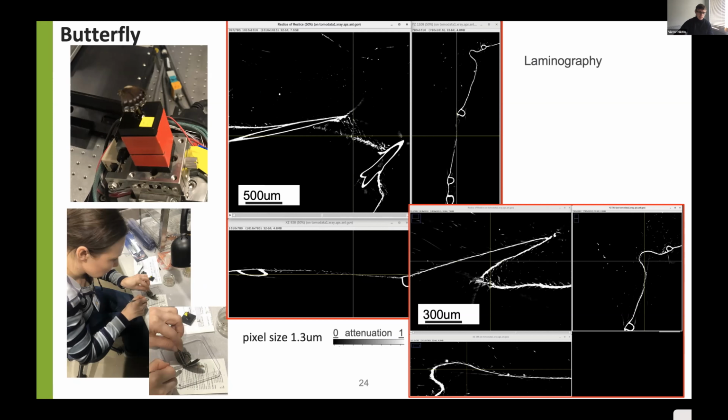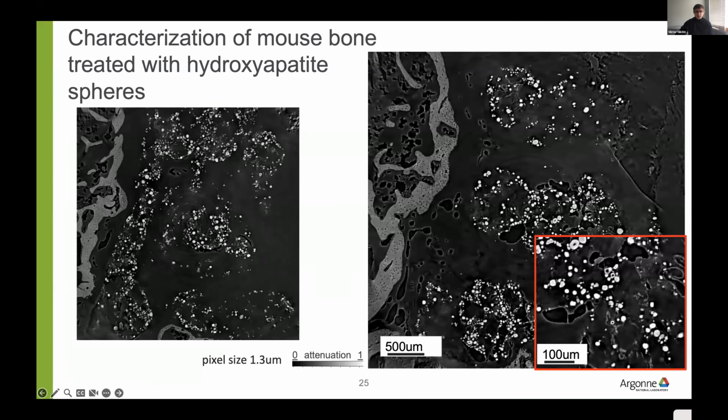So I just want to say that the range of applications of laminography is quite huge here. We can also scan different insects. Okay, so then this is the last application I show you.